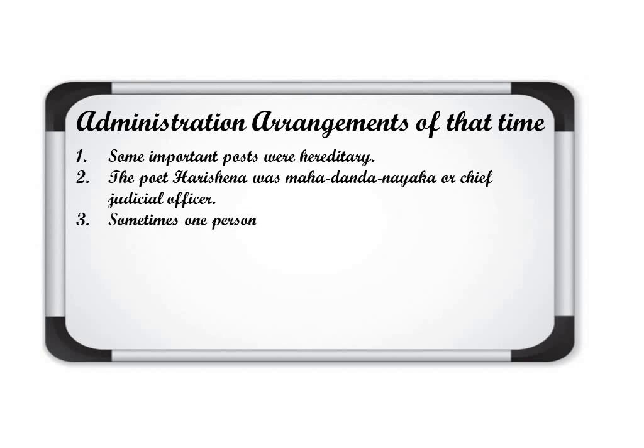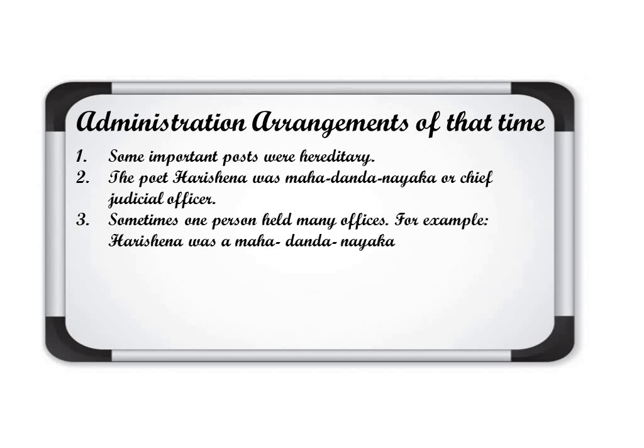Then sometimes one person held many offices. Here again the example of Harisena, that he was Mahadandanayak as well as Sandhi Vigrahika. Sandhi Vigrahika means the minister of peace. Suppose there are two armies fighting a battle and there can be a sandhi, a treaty, between them. There the Sandhi Vigrahika works.